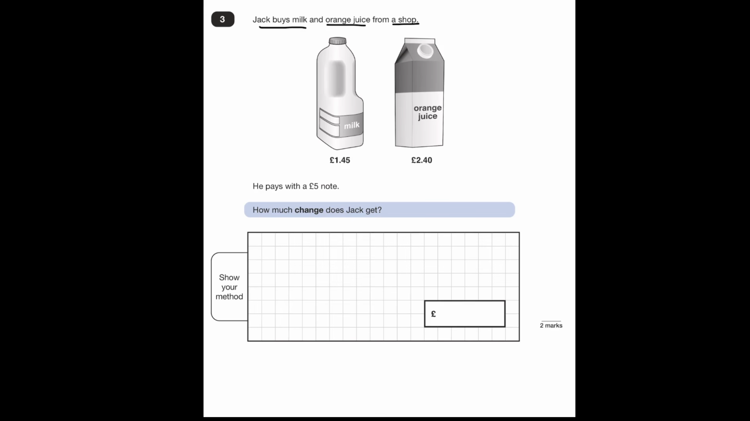Jack buys milk and orange juice from a shop. He pays with a £5 note. How much change does Jack get? You can see that milk is £1.45 and orange juice is £2.40. So pause the video now and have a go.